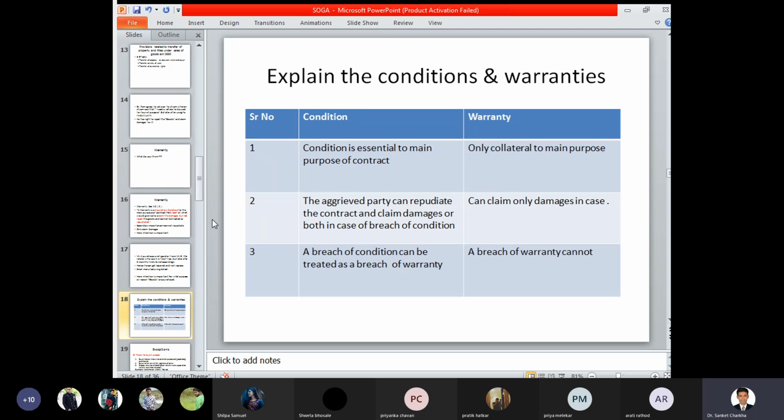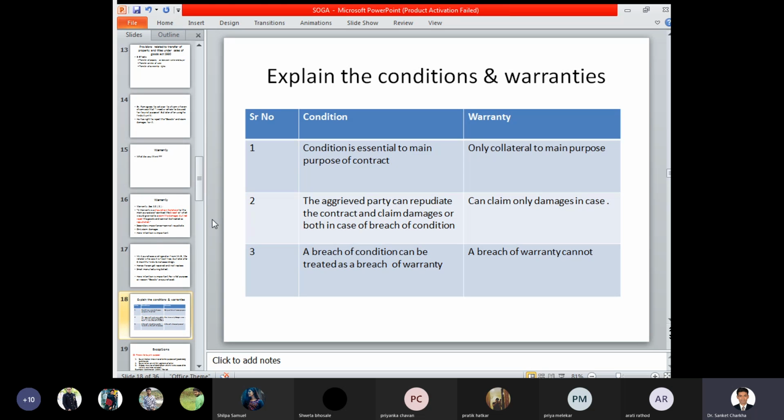The third point: a breach of condition can be treated as a breach of warranty, but a breach of warranty cannot be treated as a breach of condition. So what is the meaning of breach of condition? The entire contract stands cancelled. If a breach has been committed in terms of a condition, then at this stage you cancel the entire contract and you do not wish to perform the promises further, and accordingly you want to cancel the entire contract.